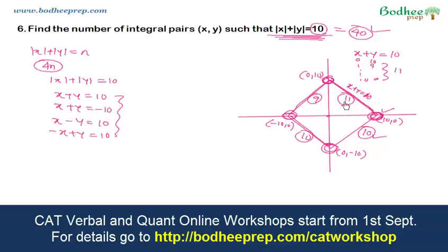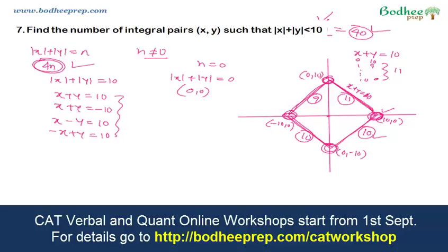So from here we can say that on average each straight line of these four has 10 solutions, and hence the number of solutions has to be 4 times this value. That's what the shortcut formula says: if mod of x plus mod of y is equal to n, then the number of solutions is 4n. The only exception is that n should not be equal to 0, because if n is equal to 0, then mod of x plus mod of y is equal to 0 has only one solution, and that is 0, 0. Right?